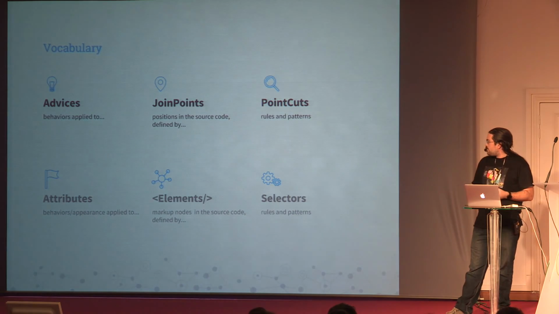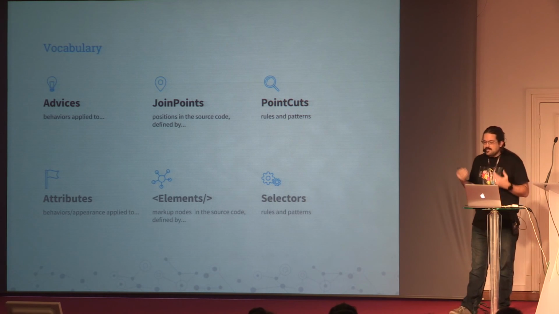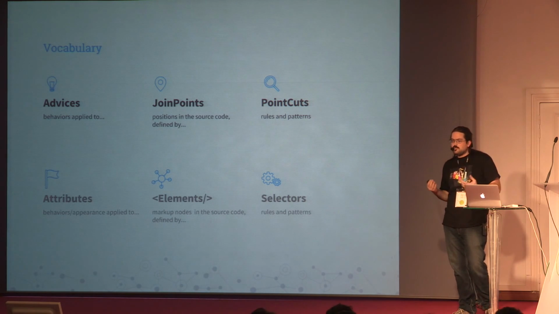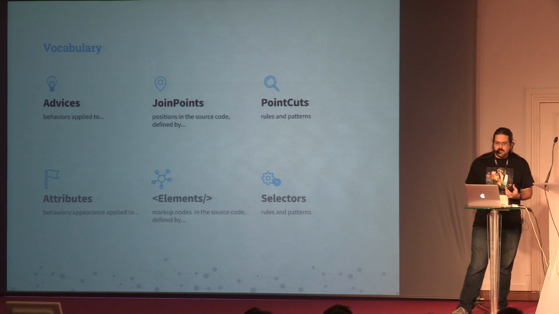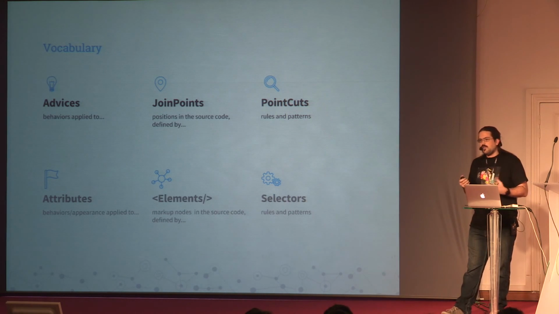In aspect-oriented programming, we use pointcuts, which are the selectors of CSS. It's just rules and patterns to know what to modify. The join points, it's just a name to know what position in the code can be modified, and the advice is the behavior that we're going to add.